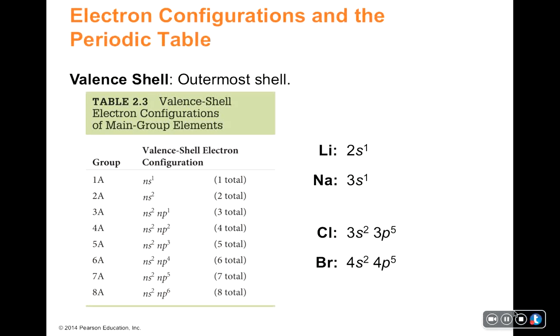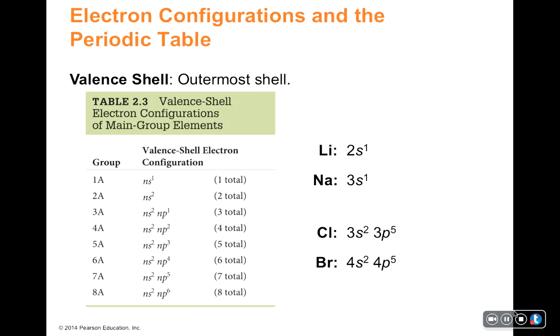So atoms in group 1A all have 1 valence shell electron. Atoms in group 2A have 2 valence shell electrons. They're in different levels, okay, depending on what period they're in, but they all have 2 valence shell electrons. And I'm going to actually refer to them as valence electrons, so I'll drop the shell at this point. Group 3A would have 3 valence electrons, group 4A, 4 valence electrons, etc. Group 8A, 8 valence electrons. You can see a couple of examples over there on the right.